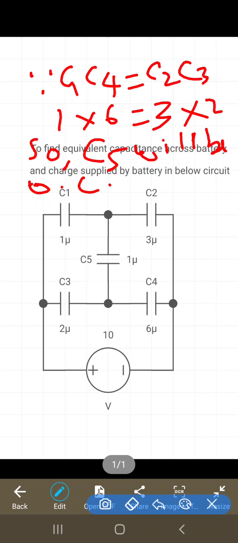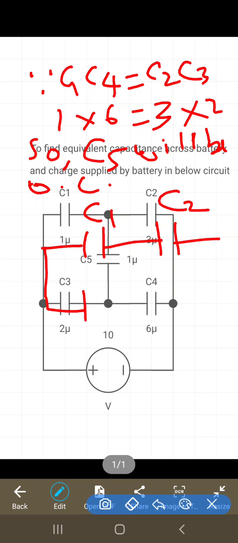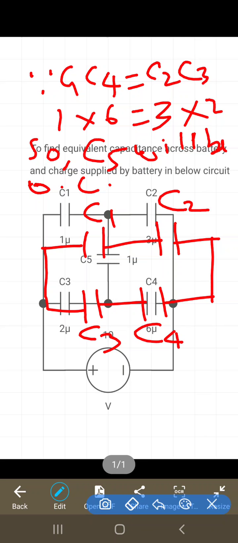Now the new circuit will be: C1 is 1 microfarad, C2 is 3 microfarad. So the new circuit will be C1, and in series with C1 it is C2, and in parallel C3, and in series with C3 there will be C4, and here the battery is connected.